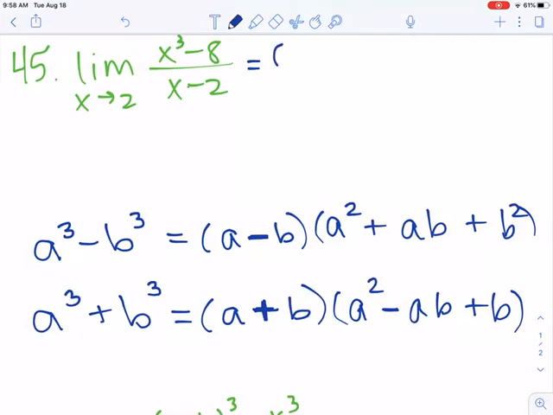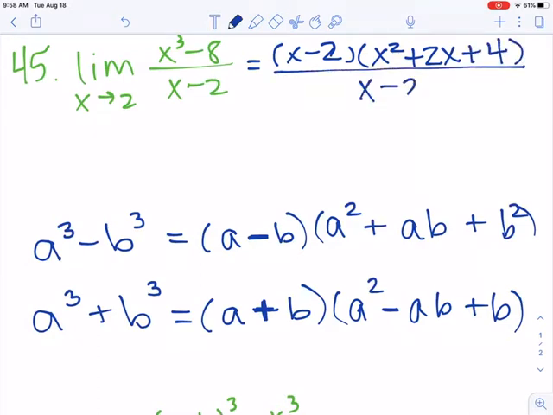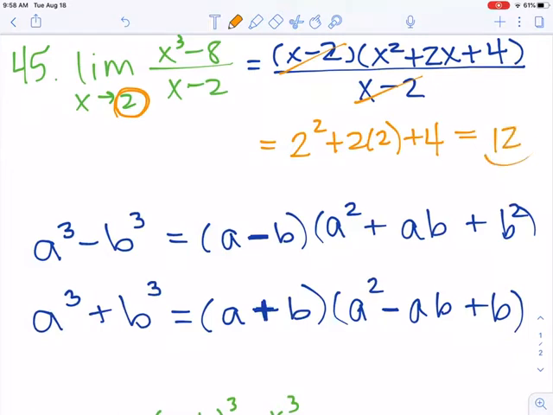So going back to our problem, we're going to factor our numerator: x minus 2, times x squared plus 2x plus 2 squared. Okay, and good thing we are able to cross out that x minus 2, so now we can do direct substitution. We can plug in 2 for x, to get 12.